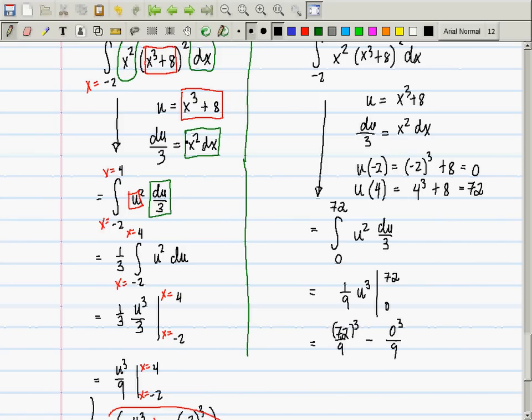On the left, you never change the limits. On the right, you say, I'm going to change the symbols from x to u, and I'm also going to change the limits from in terms of x to in terms of u. Either way is acceptable. You just have to do one or the other. Any question about this example? Okay, let's do one more of these, and then we can move on to something else.